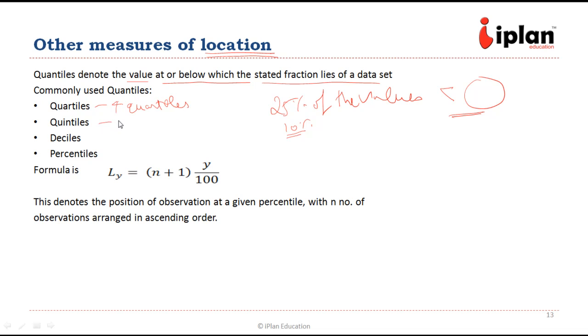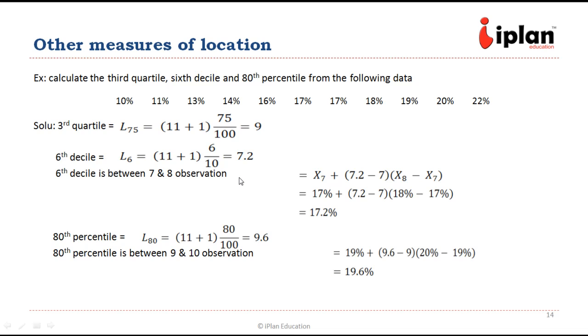Quintiles, that is 1 by 20th, that is 1 quintile. So there are total 20 quintiles. Then there are deciles, 1 by 10, a percentile is 1 by 100. The formula becomes n plus 1 into y by 100. Let me explain it with an example. So this is the data set. There are total 11 values. We have to calculate 3rd quartile, 6th decile and 80th percentile.